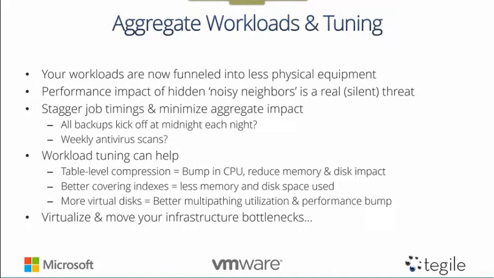Now, a lot of times with the aggregate workloads, you can do some tuning here, just good, solid DBA practices. You can turn on table-level compression. You get a slight bump in CPU, but the disk impact is lower, lower memory, it's proper index maintenance, more virtual disks, things like that.